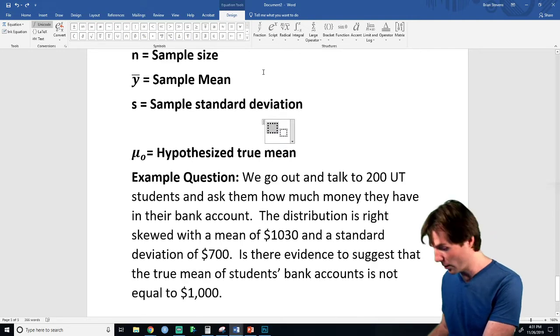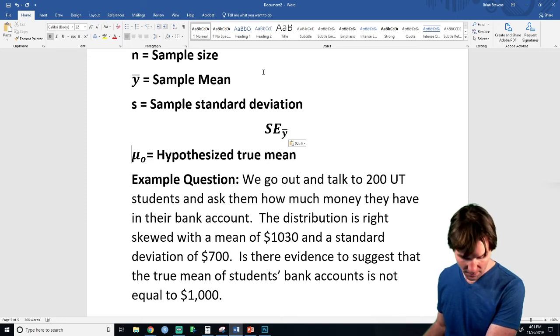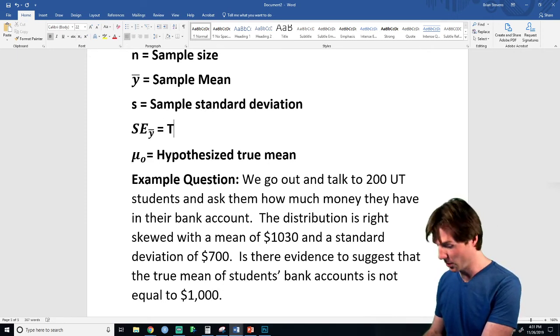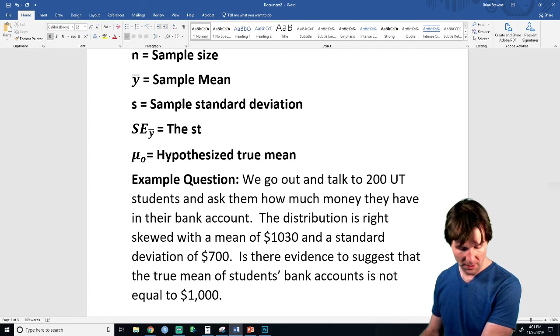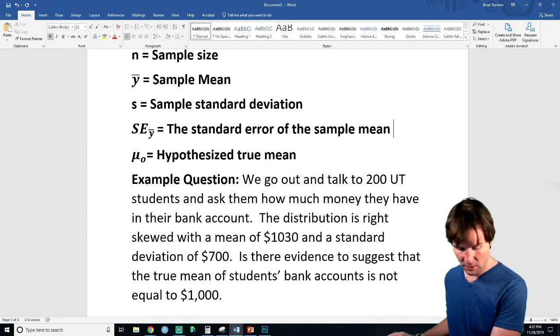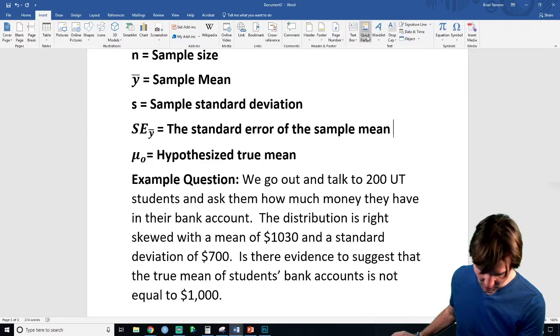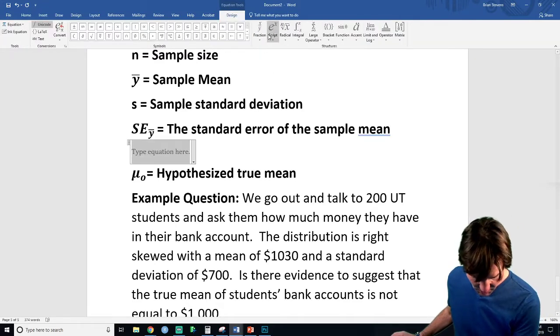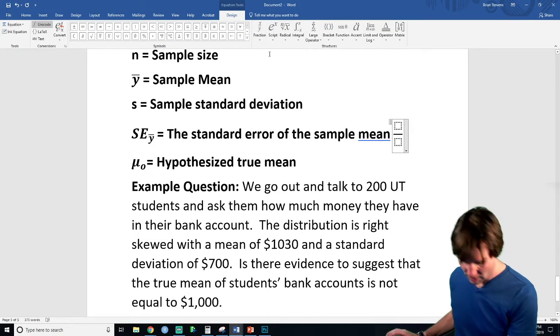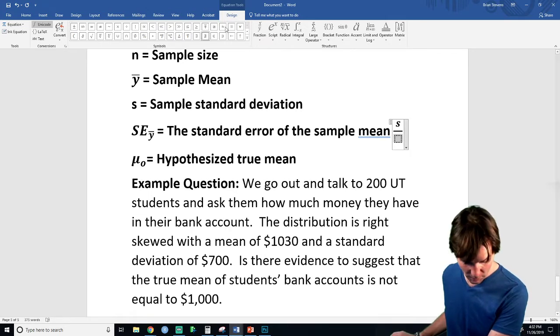Let's go first one. There we go. SE y bar. So what is SE y bar? That is equal to the standard error of the sample mean, which is S over square root of n. Let's insert an equation here. This is solved by the equation S over square root of n.